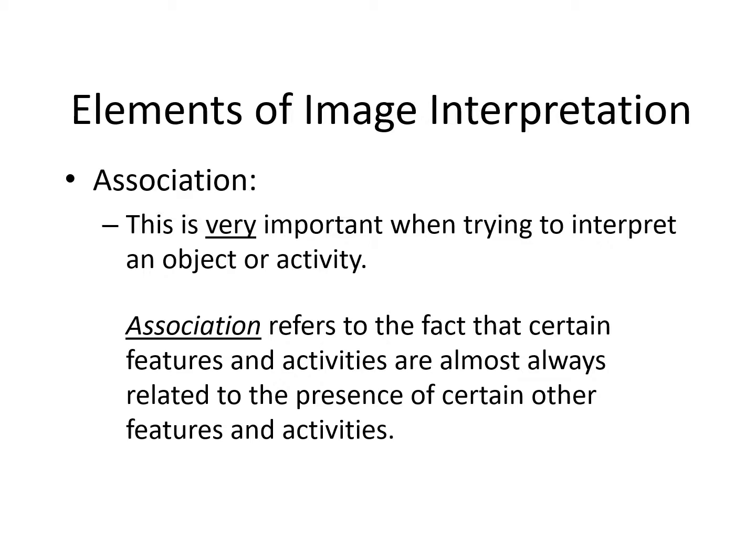So when we look at images, we also think about association. This is very important when we try to interpret what objects are. Association refers to the fact that certain features and activities are almost always related to the presence of certain other features and activities. So when we see certain things that could be thought of as something else, we know they're not if we can link them together with other things that we can identify. We go, oh yeah, when I see A, B, and C, I think this. It's like the old adage, when you hear hoofbeats, think horses, not zebras. Well, that's true. But if you hear hoofbeats and you see stripes, you think zebras.